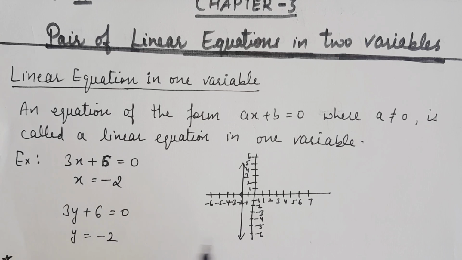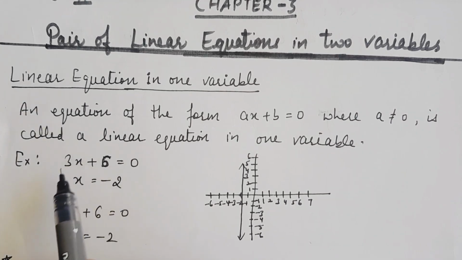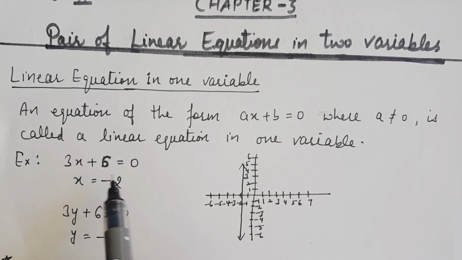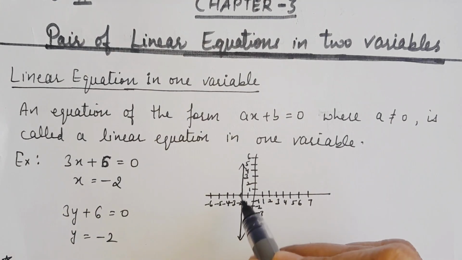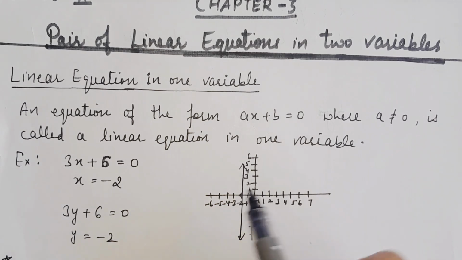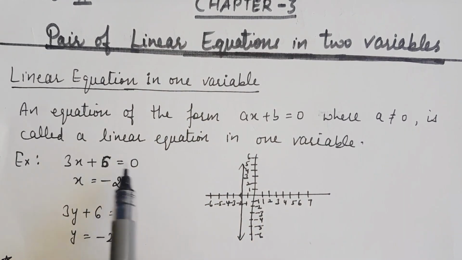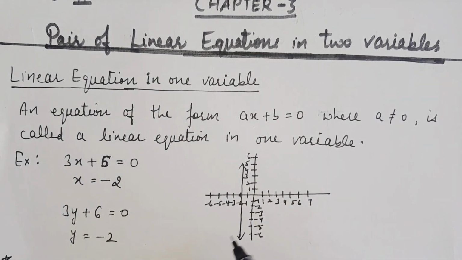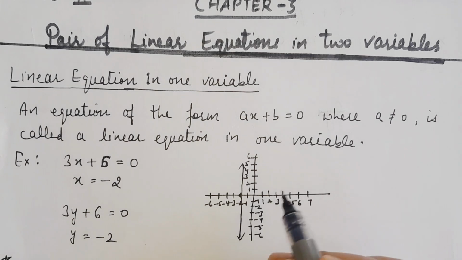So if we represent this equation graphically, 3x plus 6 equals to 0, x is minus 2 here. So the graph of this equation will be parallel to the y-axis. So if the equation is in variable x, its graph will be parallel to the y-axis. And this is a linear equation in variable y. So y is equal to minus 2 is the solution of this equation. So the graph of this, y is equal to minus 2.